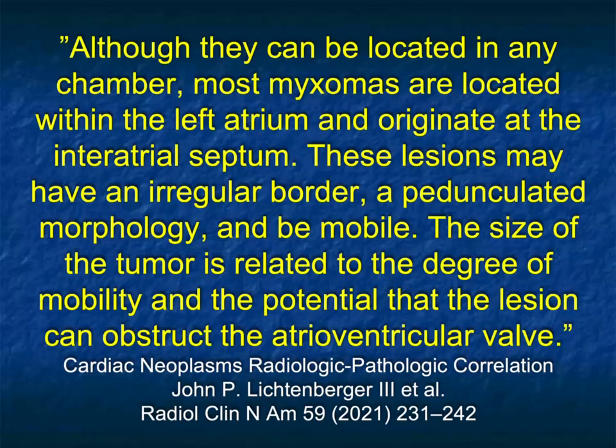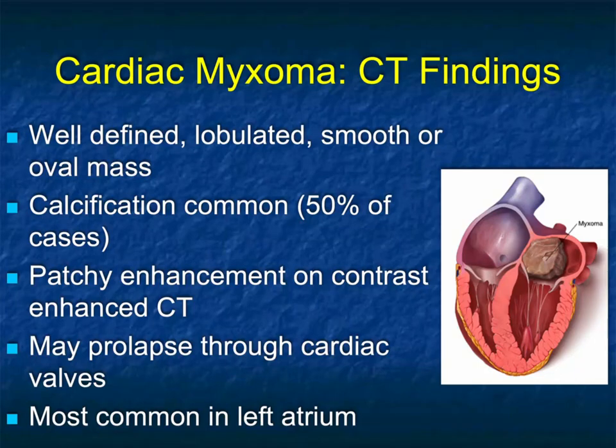Again, location, left atrium, particularly near the interatrial septum. They can have irregular borders, pedunculated morphology, and they can be mobile. In fact, myxomas can cause a polypoid-type process and herniate through the patient's mitral valve. The size of the tumor is related to degree of mobility and the potential that the lesion can obstruct at the AV valve.